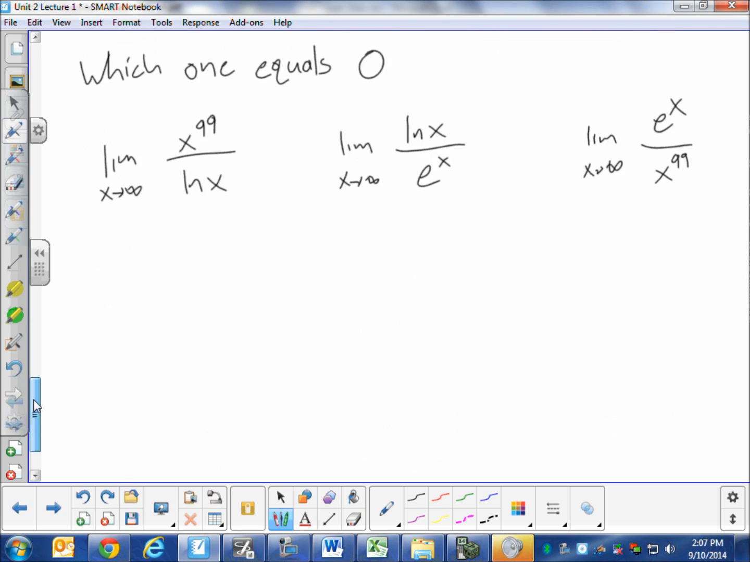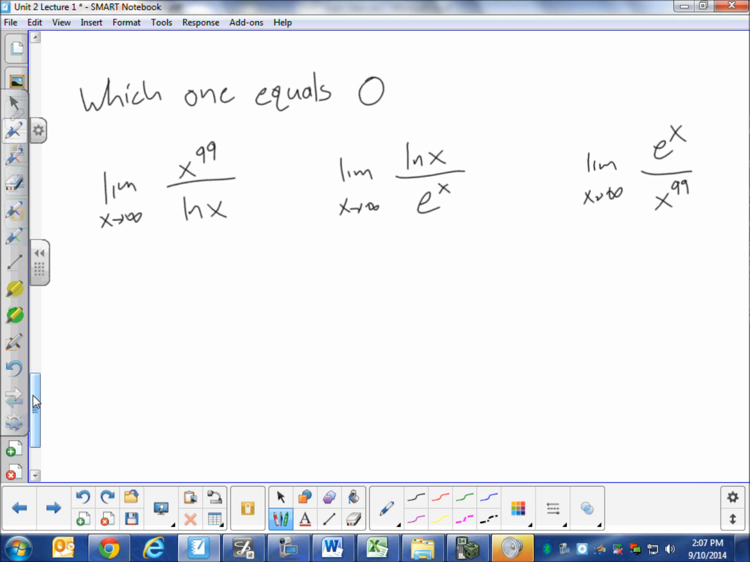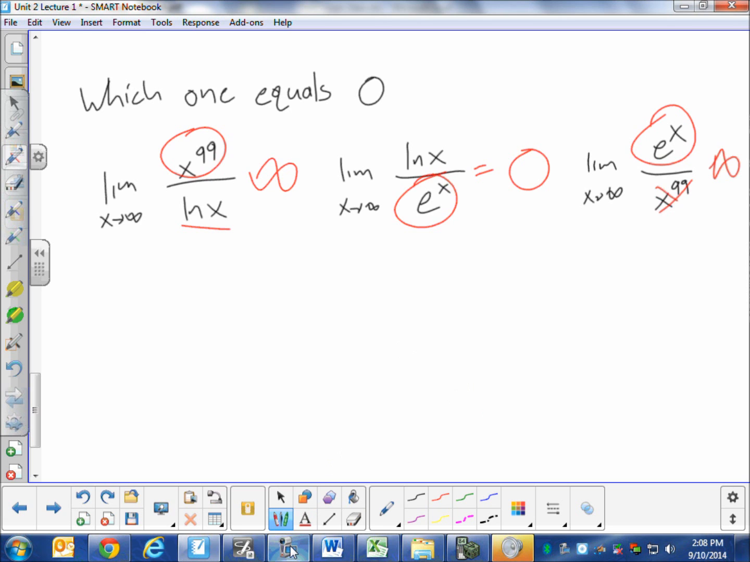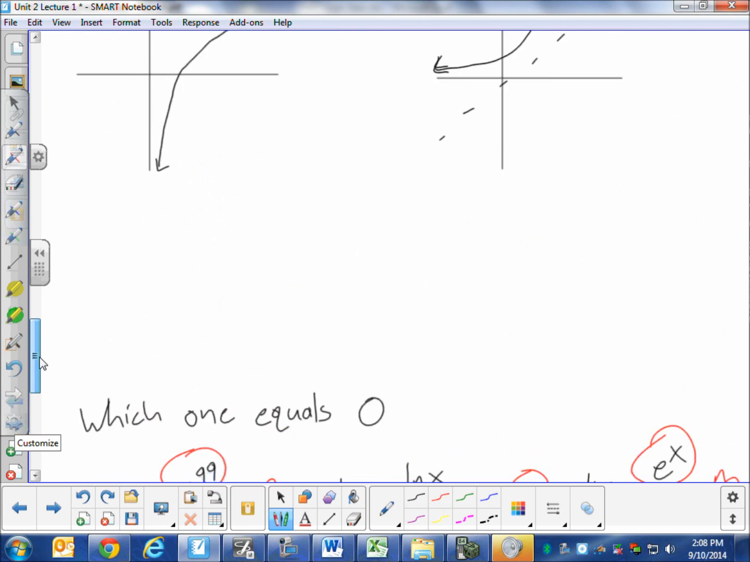So final question, which one of these will equal 0? This will grow faster than this. This dominates, positive infinity. Let's look at this one. Even though this is x to the 99th, e to the x will go faster than x to the 99th, positive infinity. Here, log x, e to the x, e to the x goes faster than log x. This approaches 0. Hope this video helped. Hope this helps you on your homework.